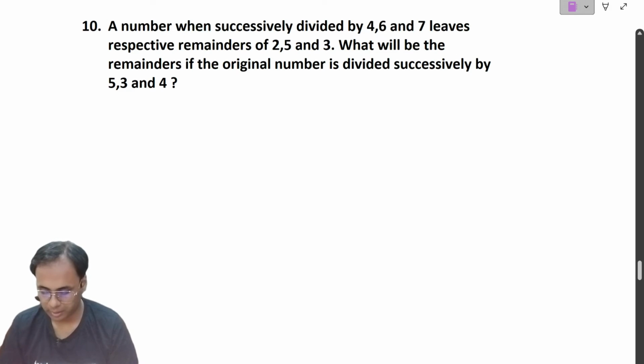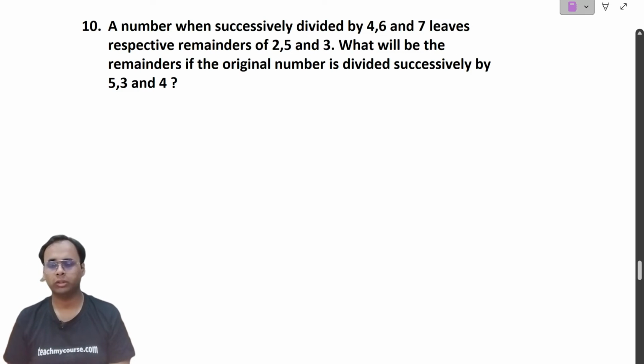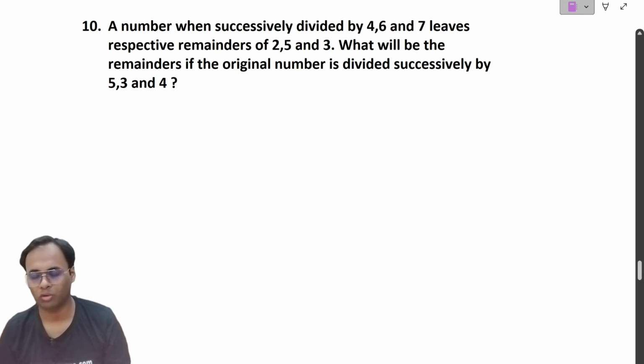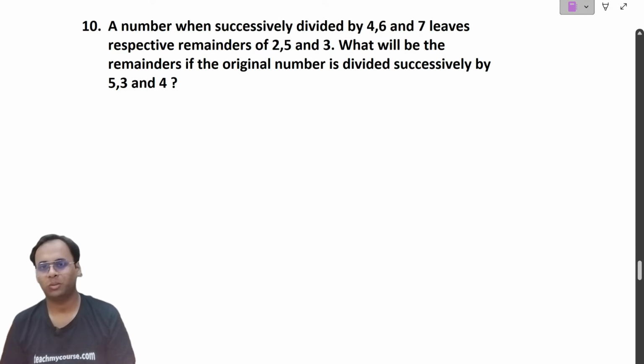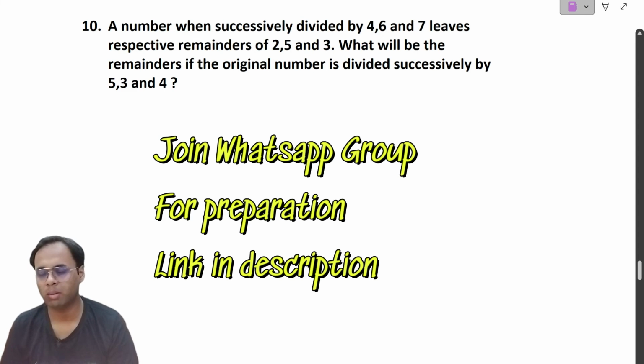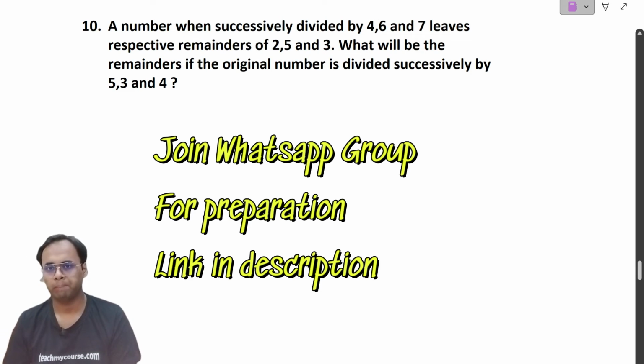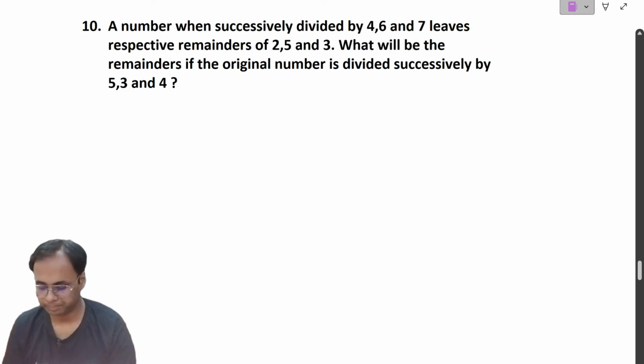What will be the remainder if the original number is divided successively by 5, 3 and 4? This can be quite confusing at first look, but I give you a very simple method of solving it. This is a tricky part. You can pause the video in between in case you want to memorize the trick, or write it down somewhere on your copy. This will be very useful.